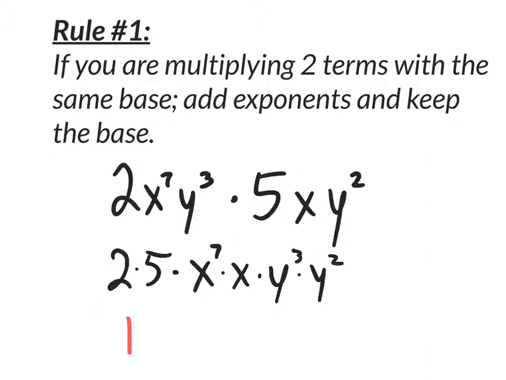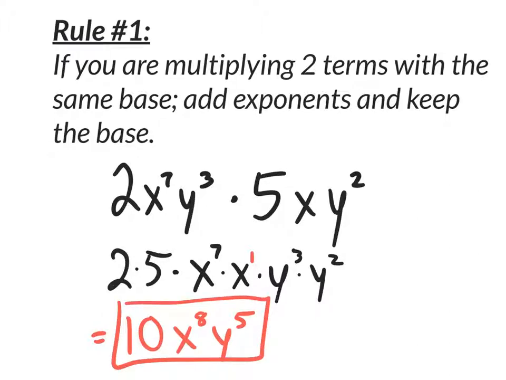2 times 5 is 10. Now x to the seventh times x, there's an invisible 1 as an exponent. Even if you have no exponent, it's really like if you had a 1 right there. So you have to add 7 plus 1, and you'll get 8. And y to the third times y to the second, that is y to the fifth. And ladies and gentlemen, that's as hard as rule 1 gets, pretty much.